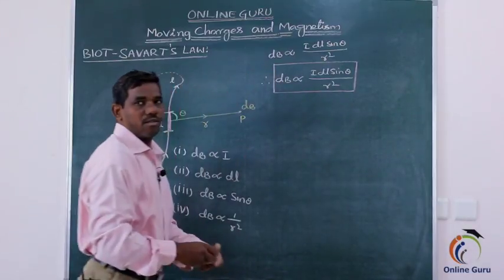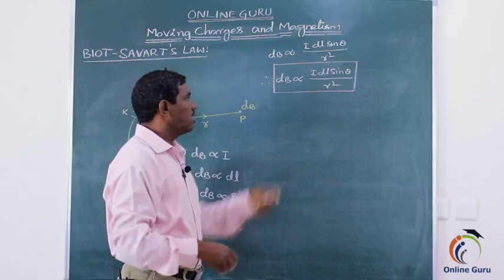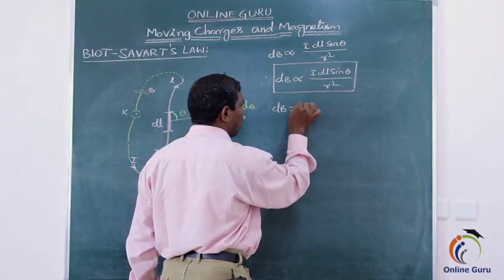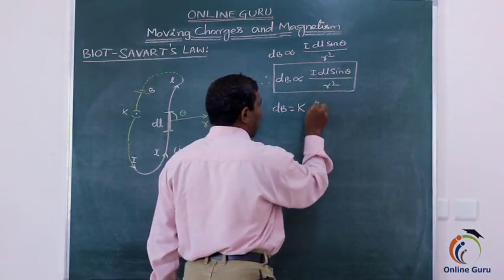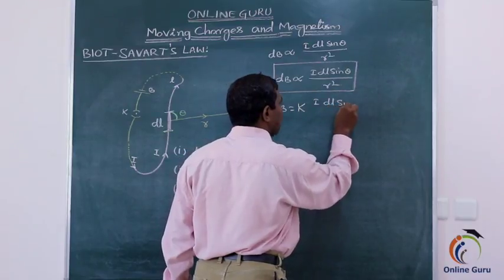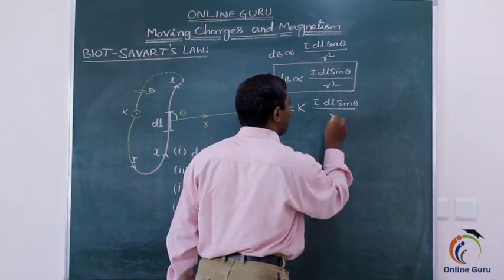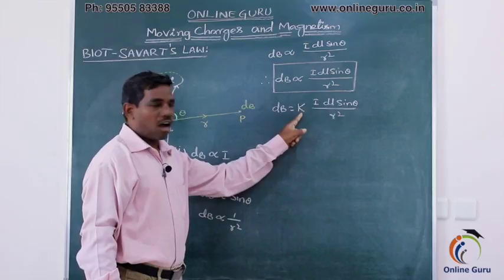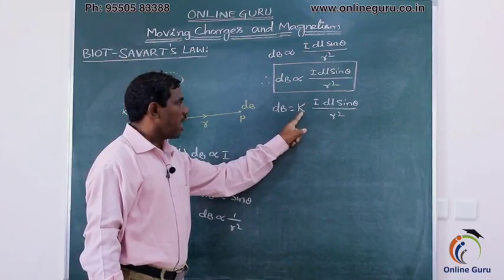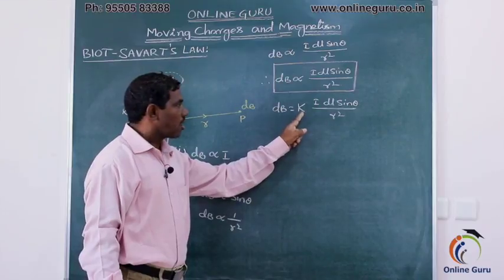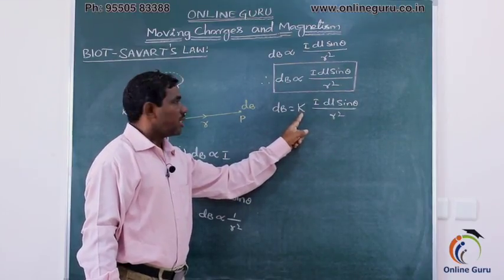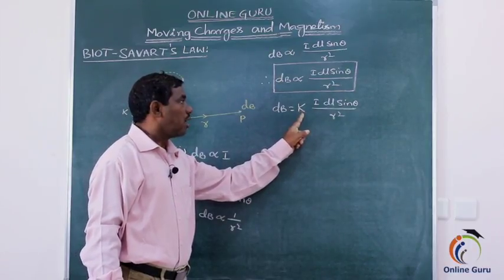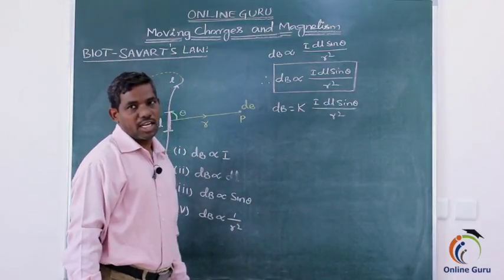Now the proportion is there. We can remove the proportion, then we get the constant. That is, magnetic induction dB is equal to K into I dl sin theta divided by r square. Here K is the constant of proportionality. K depends upon the system of units which we consider.